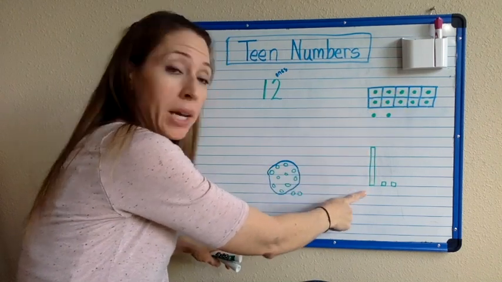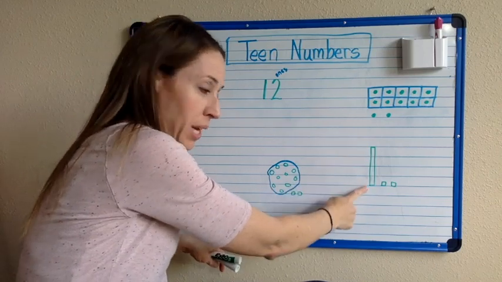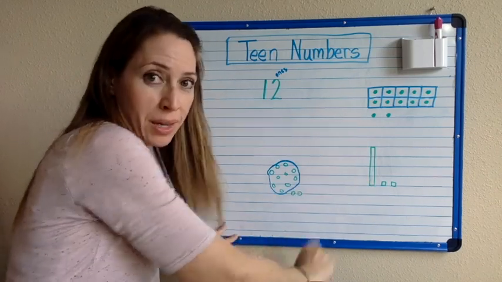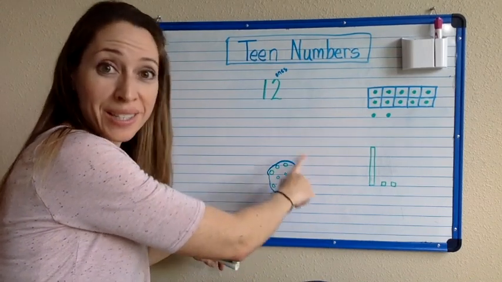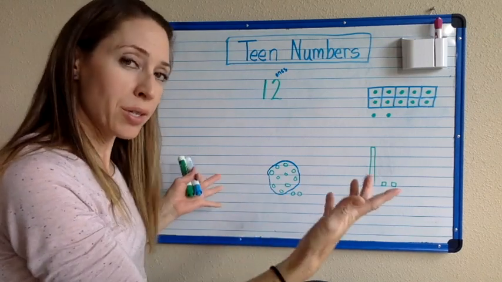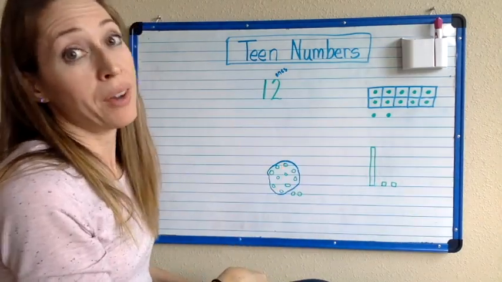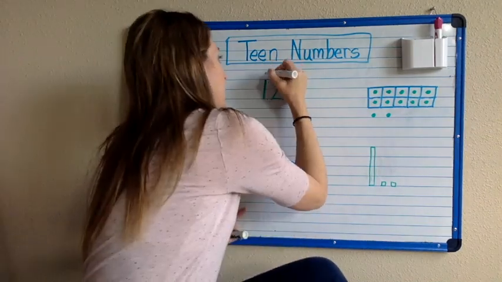Do I have one 10 using the base 10 model? Yes, I do. I have one 10 rod in my base 10 example, right? In my drawing, do I have one 10? Yes, I do. I have circled one group of 10. If I showed it to you in other ways, I would have a group of 10, okay? So that spot is called the tens place.